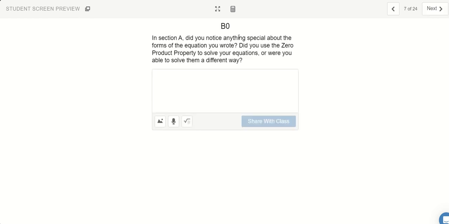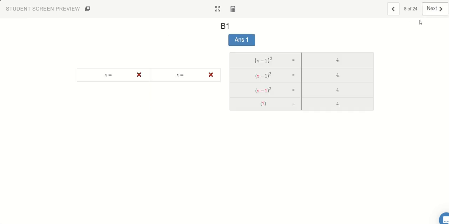So in section A, what do you notice? Again, I think I might have forgotten the type box here, but do you notice anything special? We solved the quadratics by square rooting both sides. We did not use the zero product property because none of those equaled 0.